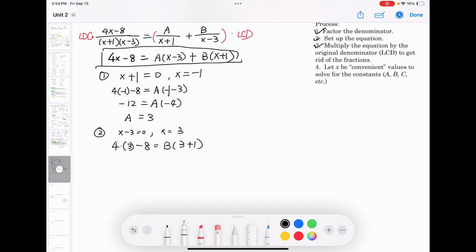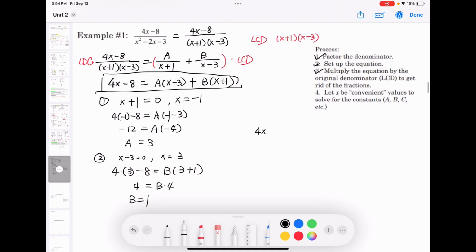So we have 12 minus 8 is 4. 4 is equal to b times 4. b is equal to 1. We got a's value and b's value. So our expression 4x minus 8 divided by x squared minus 2x minus 3 can be written as a over x plus 1 plus b over x minus 3. We just replace the a and b with 3 and 1. So we're done.